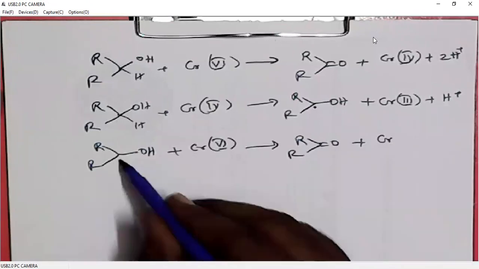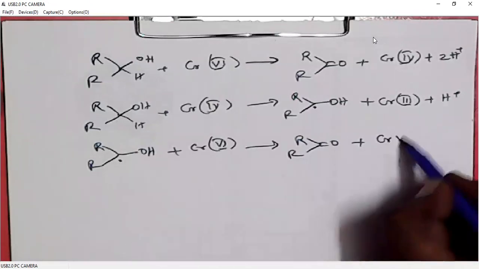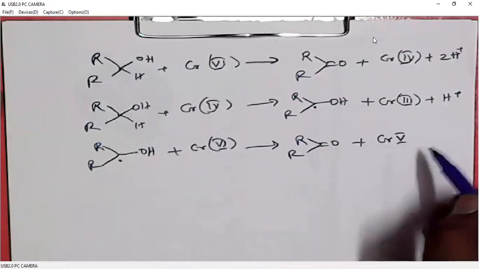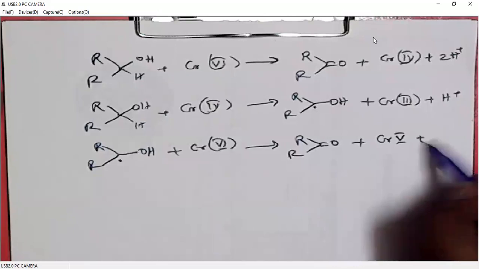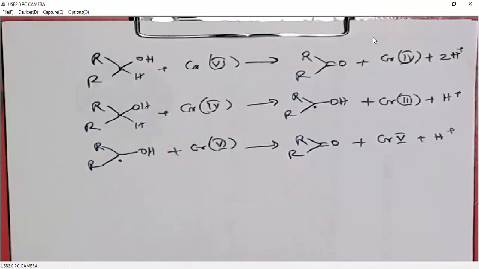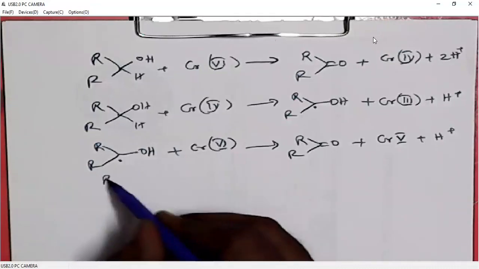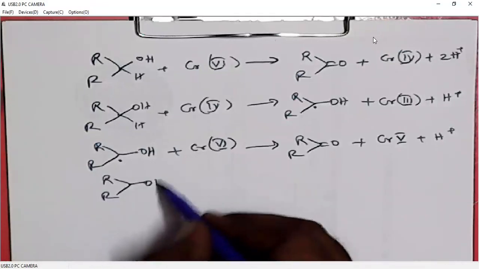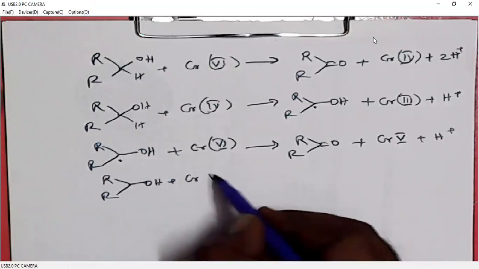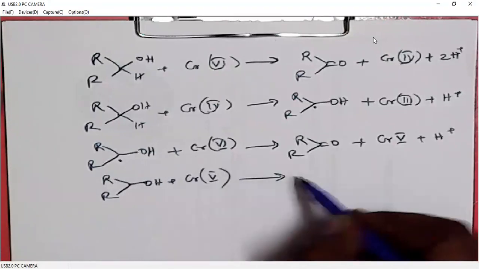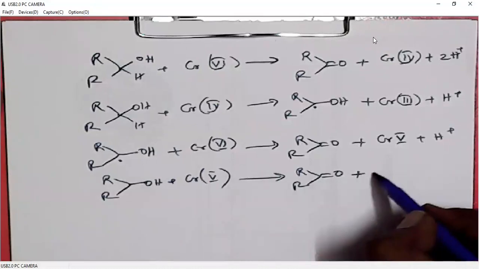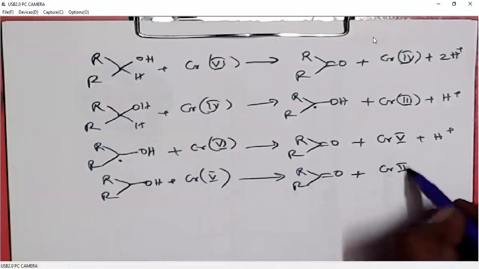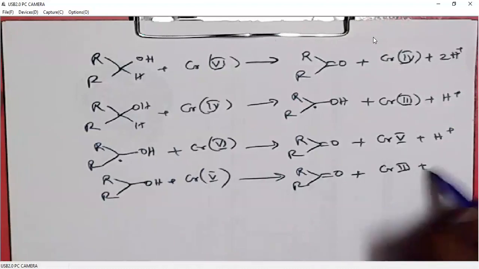Since 1 electron is already there, it will give another electron. So chromium 6 now will become chromium 5, and it also generates a proton. Now this chromium 5 will react with another alcohol and that will be converted to ketone, and chromium 5 is now converted to chromium 3 plus 2H.